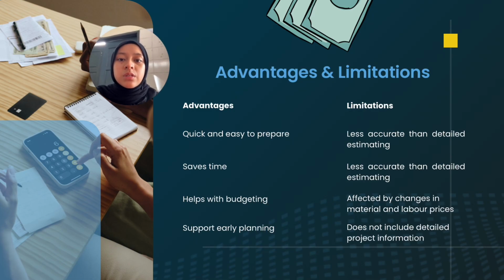For the next slide, I'm going to explain about the advantages and limitations of approximate estimating. The main advantages are that it is quick and easy to prepare and to save time, also helps with budgeting and to support early project planning. However, it is less accurate than detailed estimating because it is based on limited project information. In addition, the estimated cost may change due to fluctuations in material and labor prices. Therefore, approximate estimating is more suitable for the early planning stage rather than determining the final project cost.